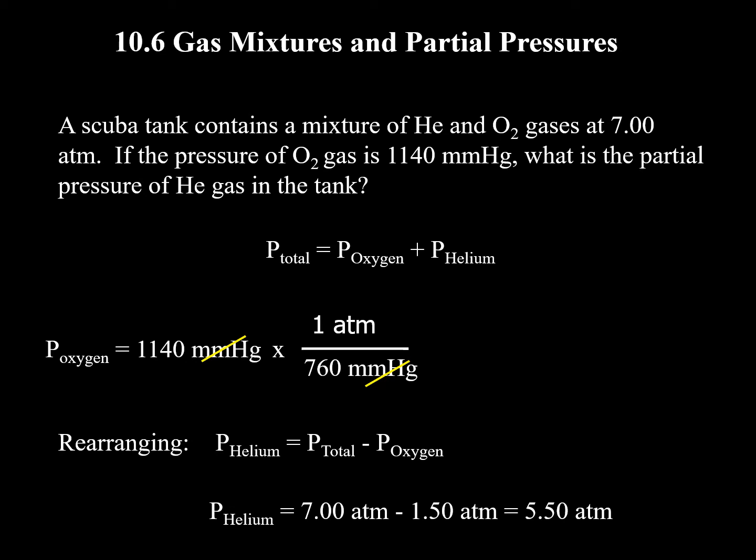So here's the equation. P total 7 atm. The pressure for oxygen is 1140 divided by 760, which comes up to about 1.5 atm. So we just have to isolate our helium. So we did this on the bottom. 7 minus 1.5 is 5.5 atmospheres for helium.